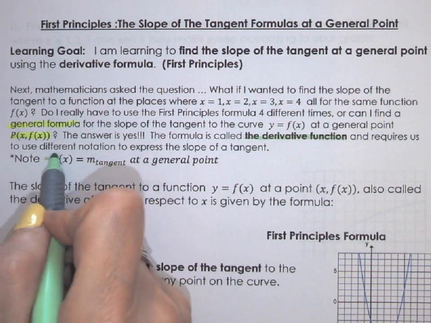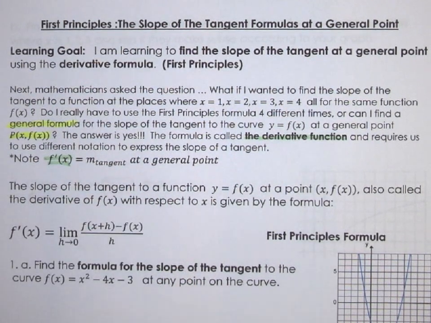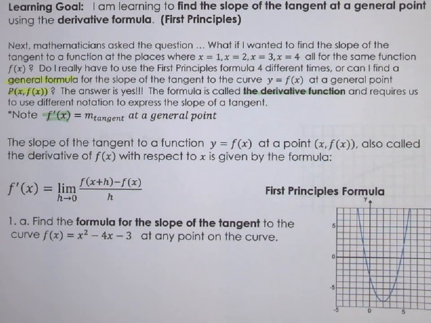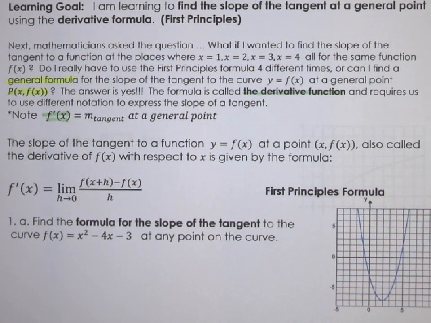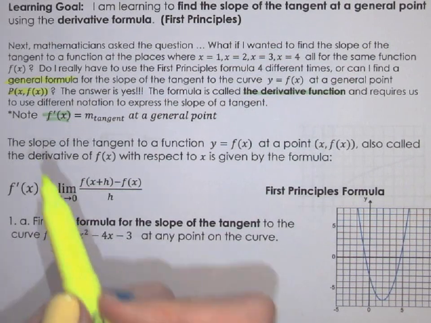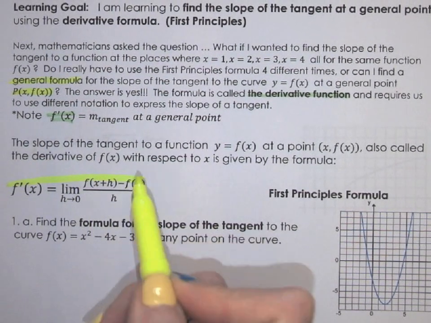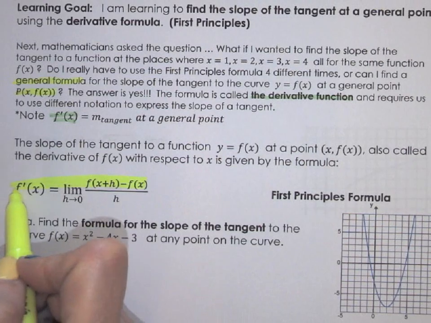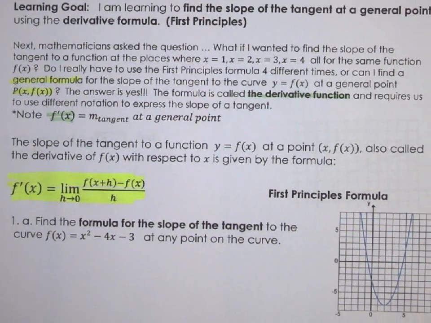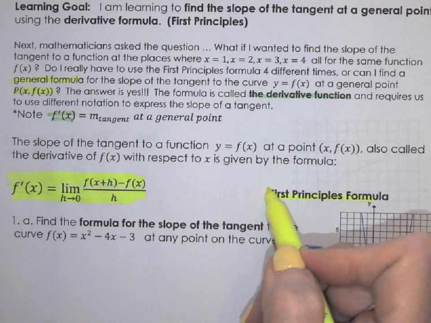So this is said f prime at x, and it means the same as the slope of the tangent at a general point. So the slope of the tangent to a function y equals f at x at a point x, f at x, also called the derivative function of f at x with respect to x, is given by the formula f prime at x equals the limit as h approaches 0 of f at x plus h minus f at x all over h. So this is our first principles formula for a general point.